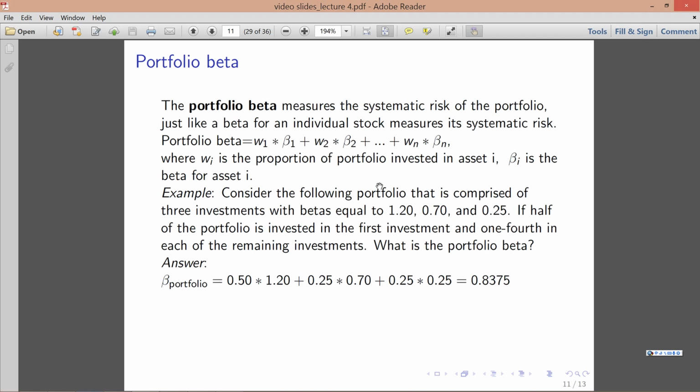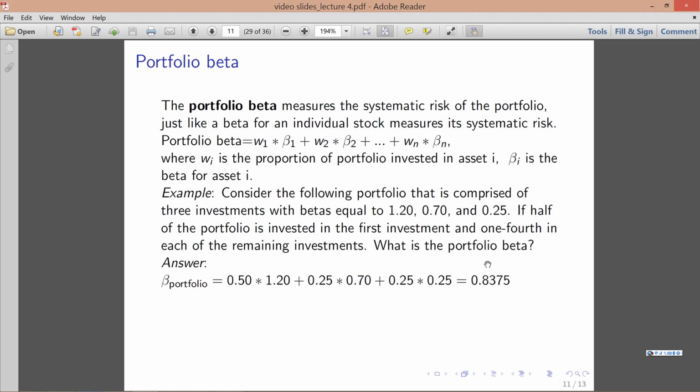So here's an example. Consider a portfolio that consists of 3 investments with betas equal to 1.2, 0.7, and 0.25. One half is invested in the first one and 1/4 in each of the remaining assets. What is the portfolio beta? Here's the answer. The weights would be 50% on the first one and 25% on the second and third one. Then we just multiply the weights by the individual assets' betas and add up everything.